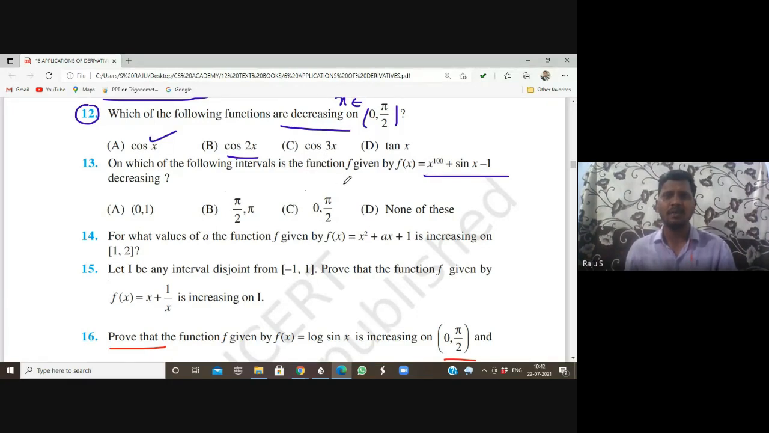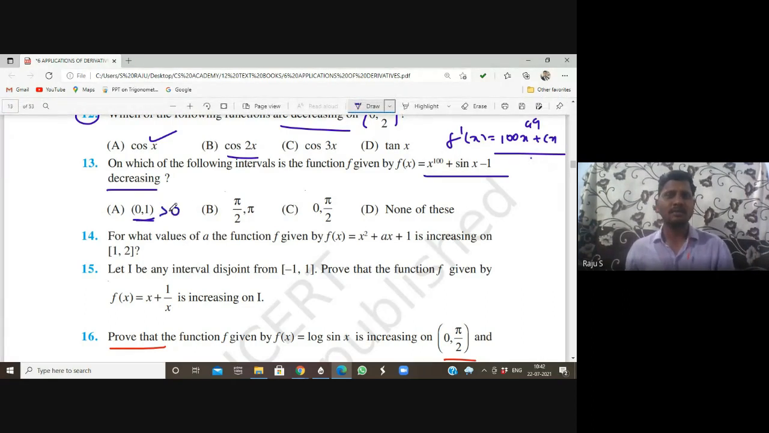on which of the following intervals the given function is decreasing. So you have to take this interval and check f dash of x. f dash of x is 100 x power 99 plus cos x. See, 0 to 1: 100 x power 99 is positive, cos x also positive. Overall, it is greater than 0. It is clearly increasing, but they are asking decreasing. So the first interval is not decreasing.